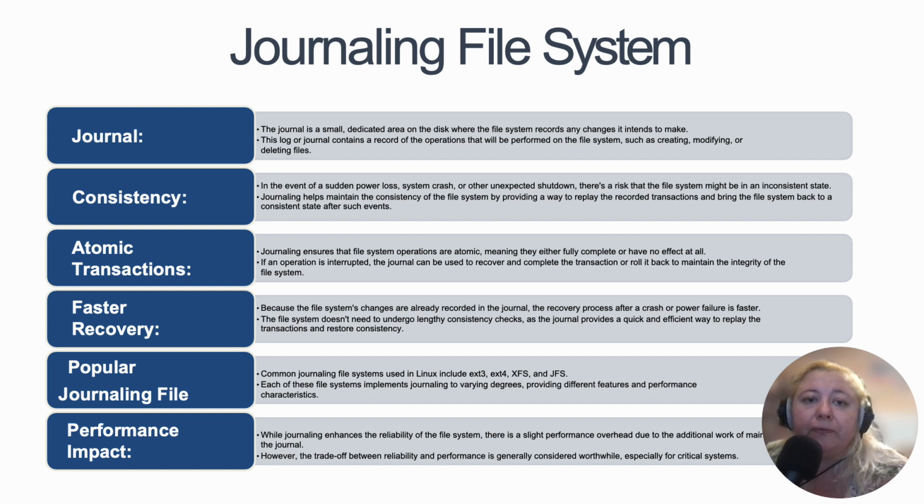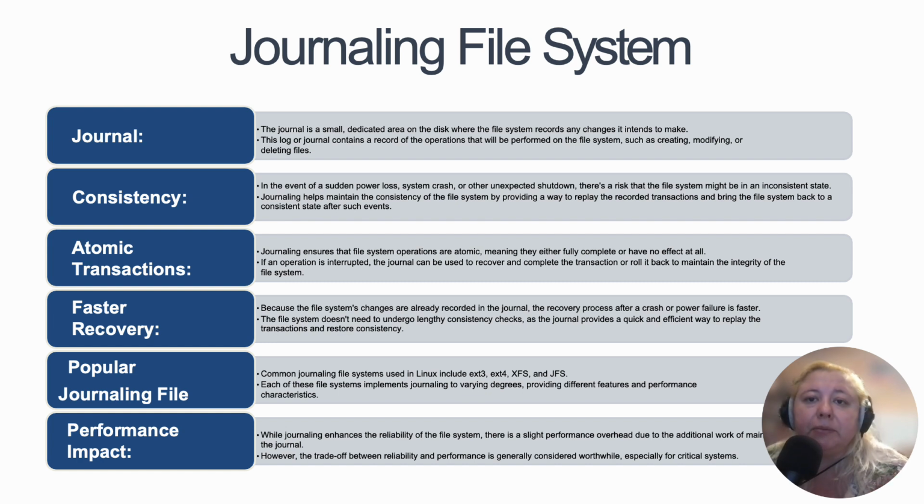Journaling ensures that file system operations are atomic, meaning they either fully complete or have no effect at all if the operation is interrupted. The journal can be used to recover and complete the transactions or roll them back, maintaining the integrity of the file system.